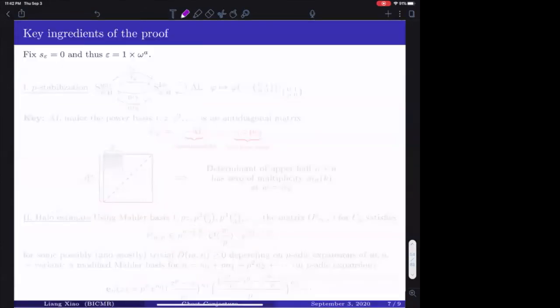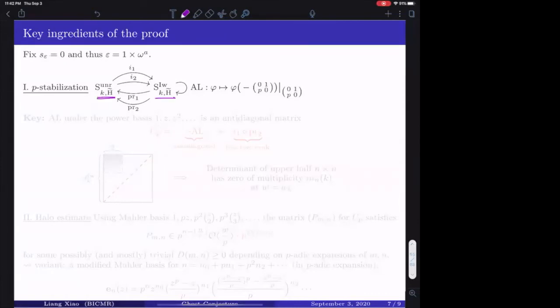Okay, so let's talk a little bit about the proof. First of all, let's talk about S epsilon equals zero, and therefore my character is one cross omega a. There are two ingredients of the proof. The first is so-called p-stabilization. If you have a form which is unramified, you can realize it as a gamma naught p form in two ways. Let me write it in the classical modular form case. You can either send it to just itself or send it to f(pz).